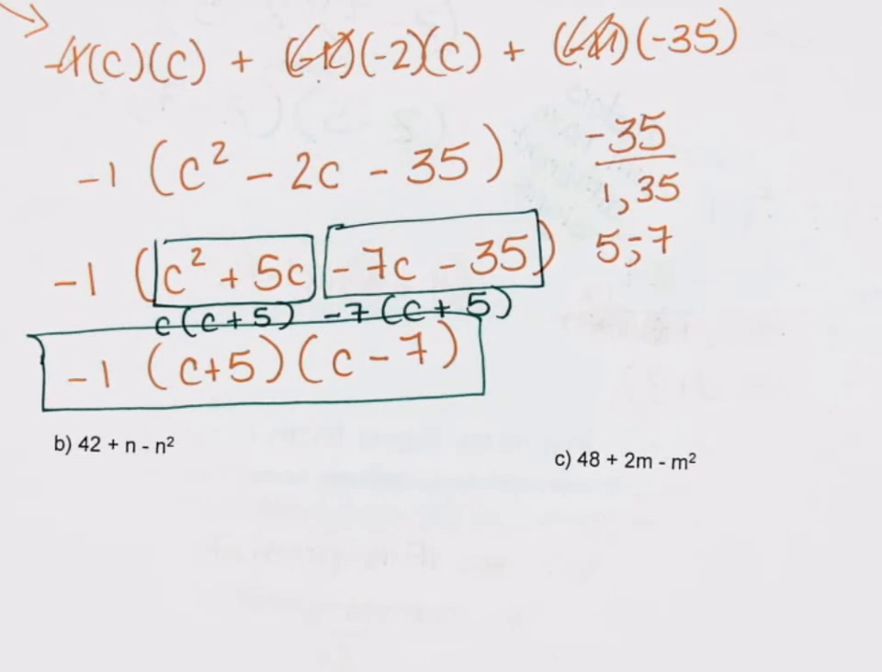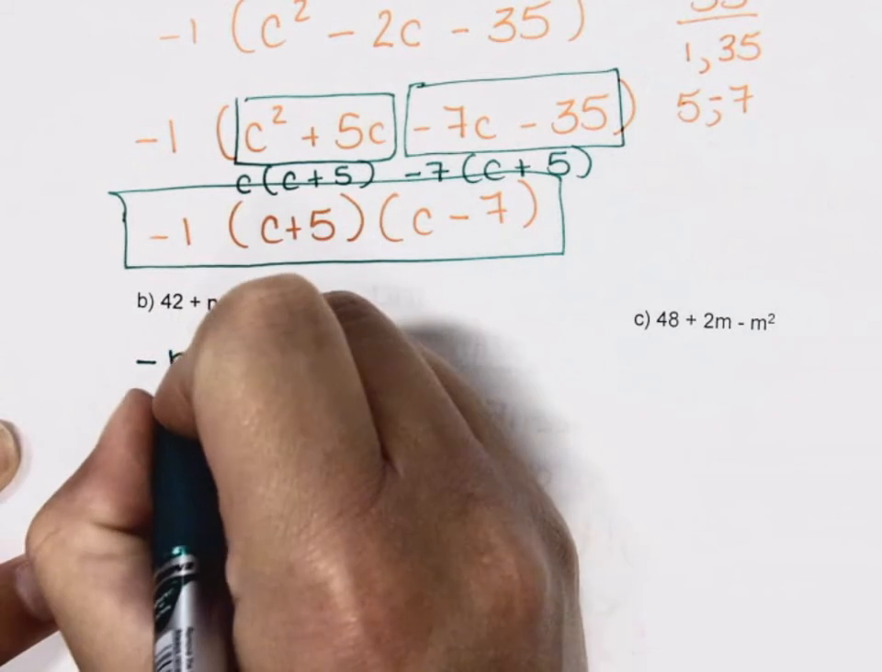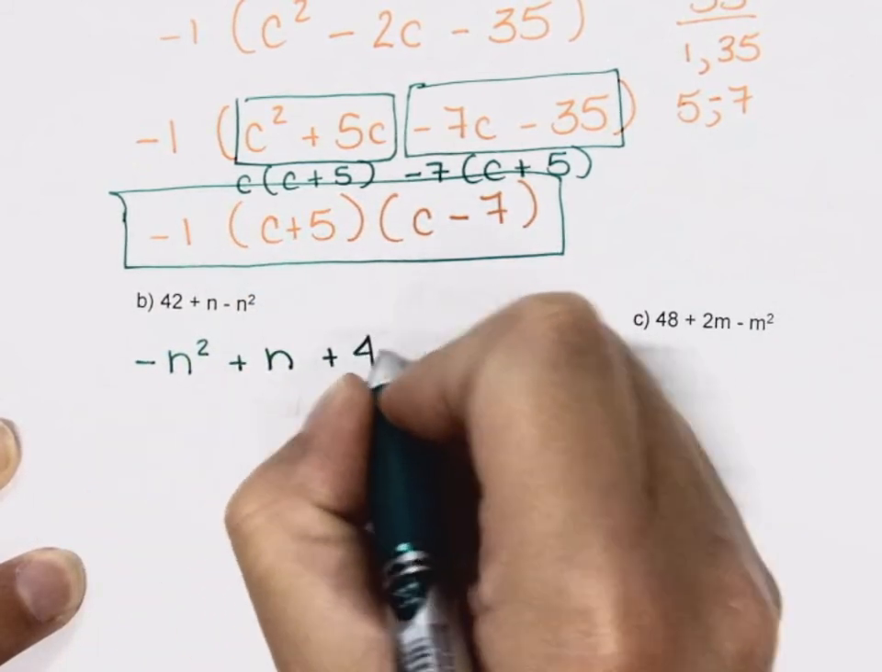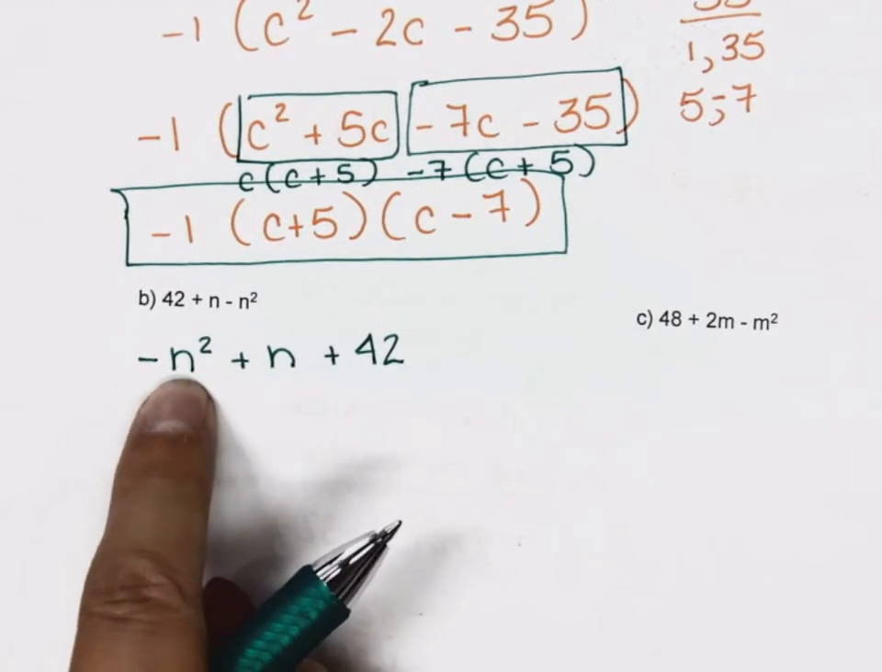Okay, how confident do you feel to do the next one on your own? Or do you want to go through it one more time and I'll show you all the steps? One more time, all the steps? Okay. First thing I'm going to do is rearrange: negative n squared plus n plus 42. So if I have a negative coefficient on that highest exponent variable, I'm going to common factor it out.